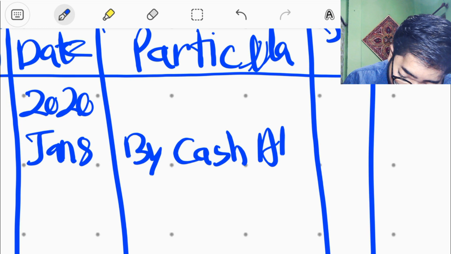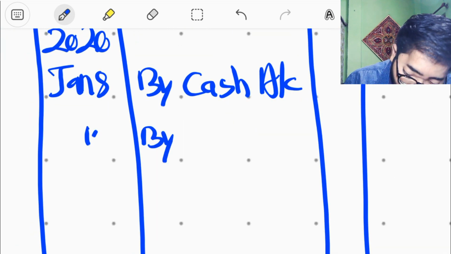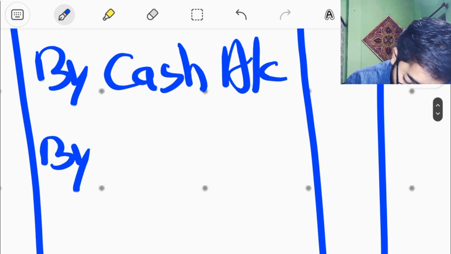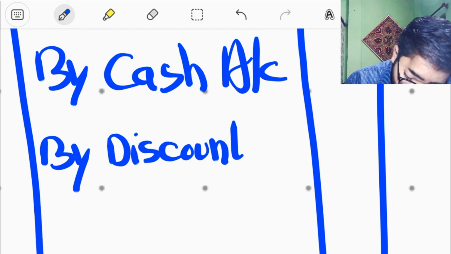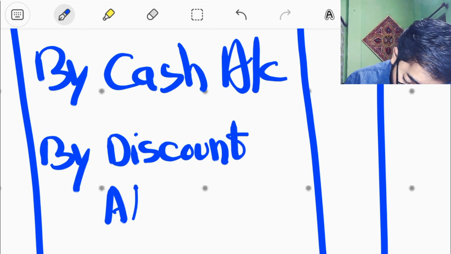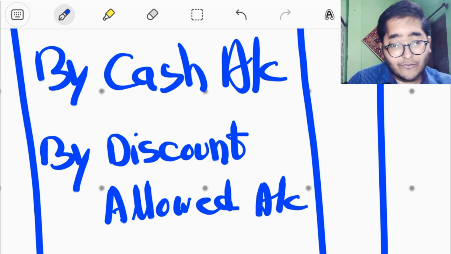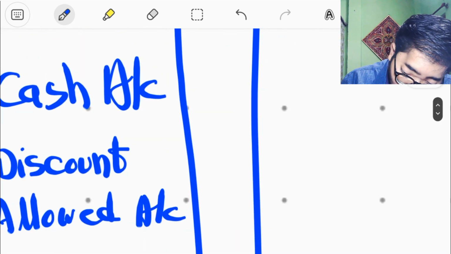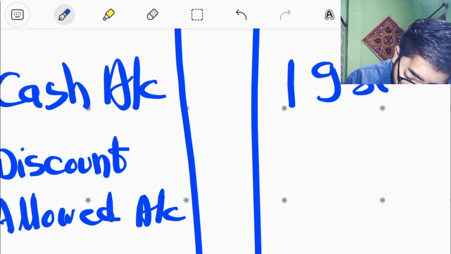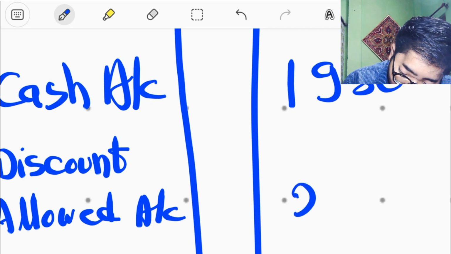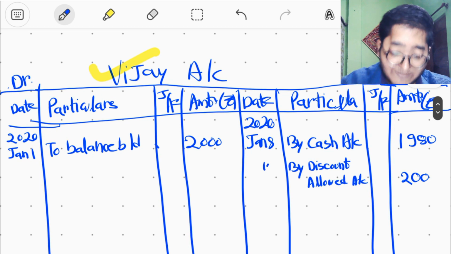cash account, and on the same date by discount allowed account. Cash account is debited for 1980. Discount allowed account is debited for rupees 200, and that is why our entry is made.